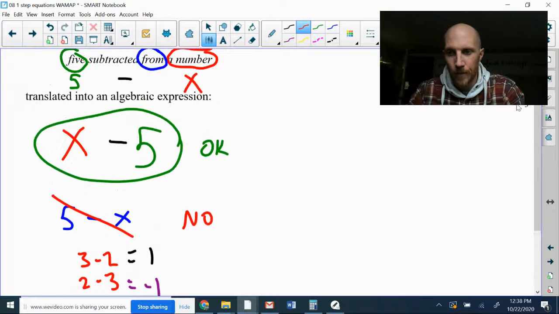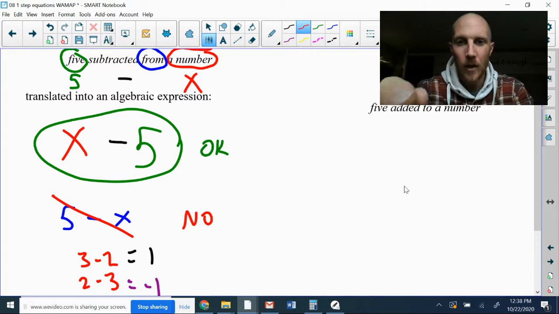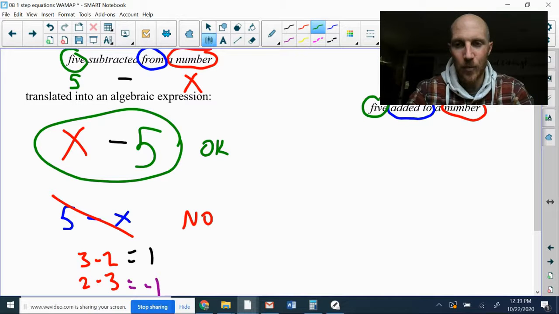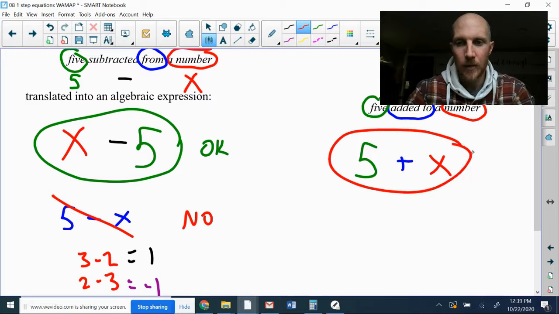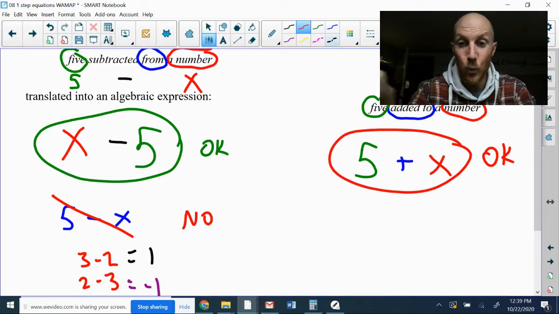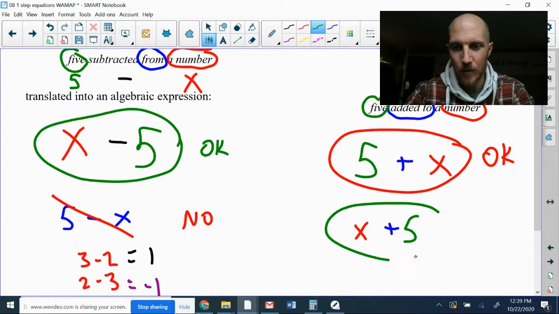On the other hand, if I pull another example in here, if I am using addition, 5 added to a number, a lot of the parts of this are going to stay the same. I still got 5, I still got a number that's going to be x, and adding is the only change here. The order does not make any difference. So I can say 5 plus x, that's fine. I could switch the order around and say x plus 5, and that will still mean the same thing, right?